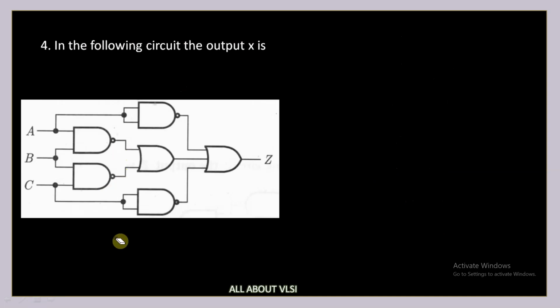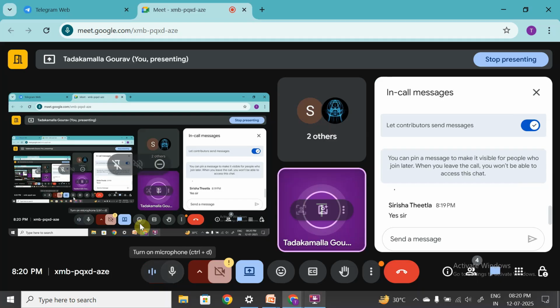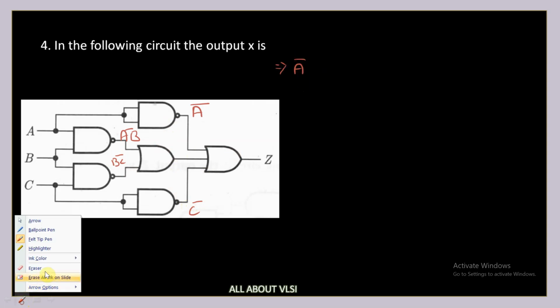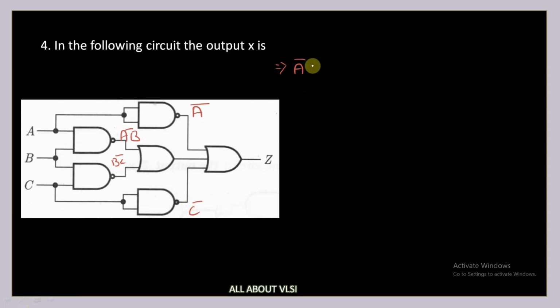Try solving this one. Take 2 minutes and solve this. I will also solve in parallel. Here I am going to get A bar, here A B bar, here B C bar, and here C bar. And I am going to add everything. So A bar plus (AB) whole bar plus (BC) whole bar plus C bar.